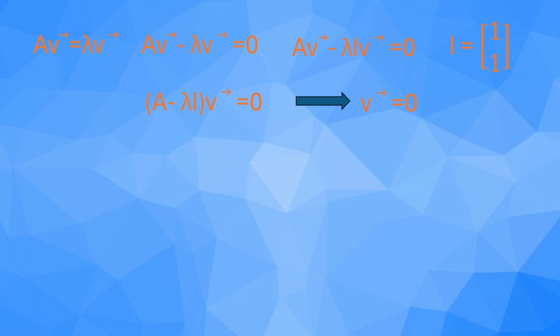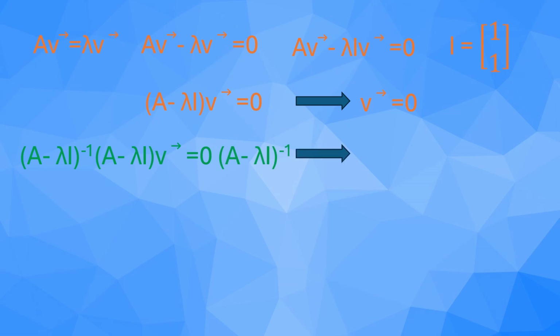What if our matrix A minus lambda I is invertible? If this happens, our V is indirectly equal to 0. So our matrix A minus lambda I has to be a non-invertible matrix. Following the rule of non-invertible matrix, the determinant of this matrix is equal to 0. Let's solve an example problem.